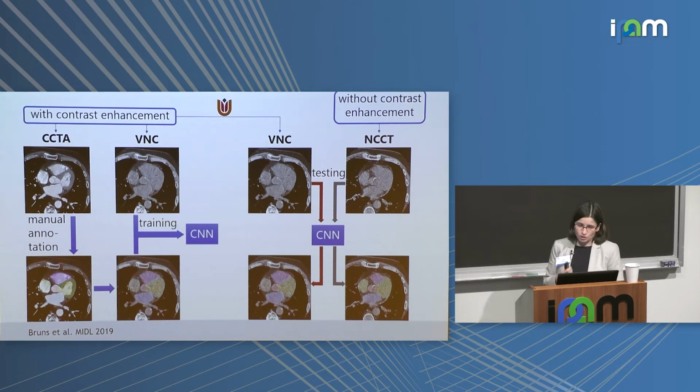We take the image with contrast and segment that one. And then we can basically just copy the segmentations to the virtual non-contrast images. It's one acquisition. There is no change in anatomy in any way. And then we can train a CNN to segment these virtual non-contrast images, and we can also apply it to real non-contrast images.